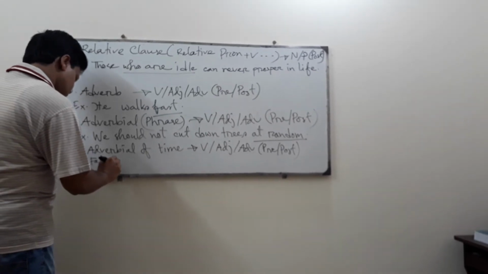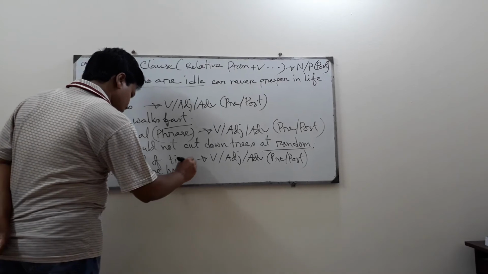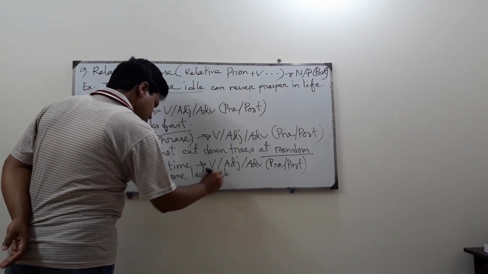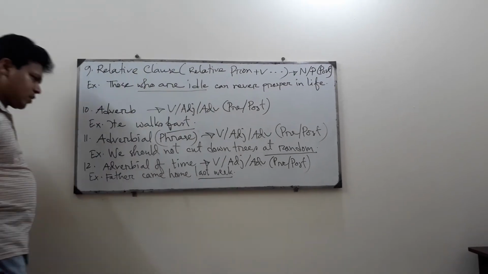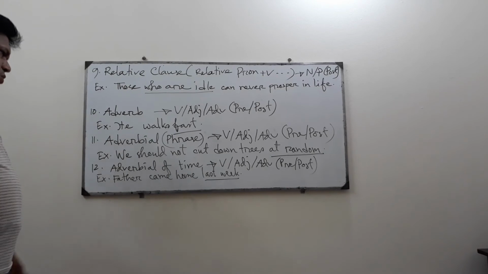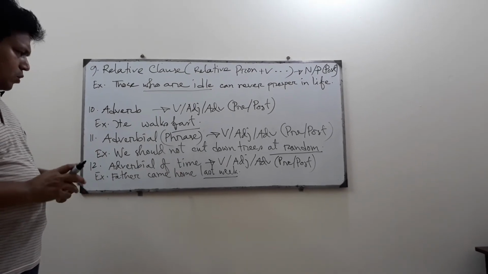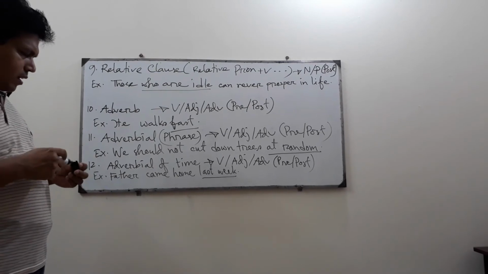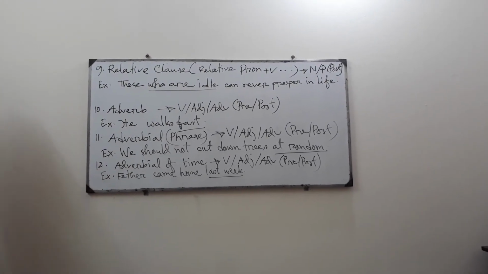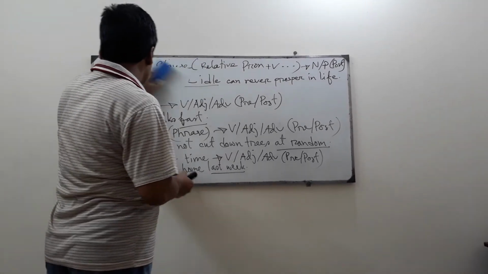father came home last week. Here the phrase last week has modified the verb came. So last week is a post modifier and it also indicates time, so it's an adverbial of time. Okay. Then we will discuss adverbial of place.